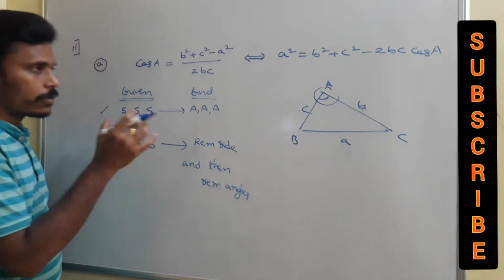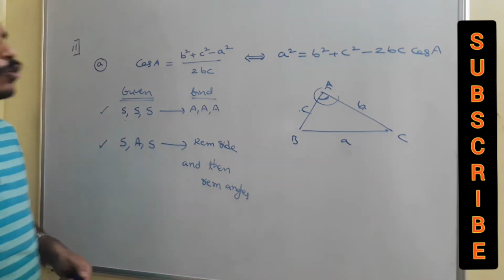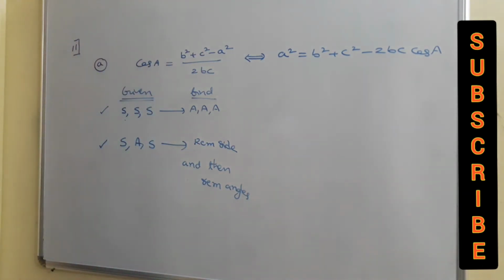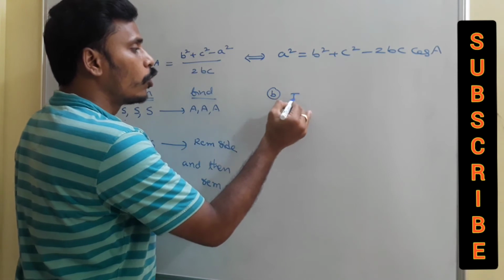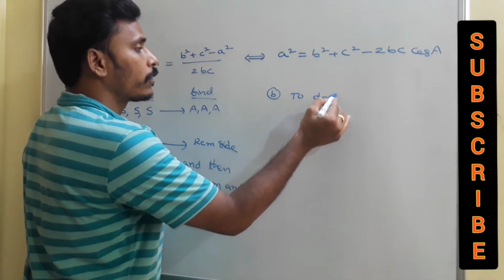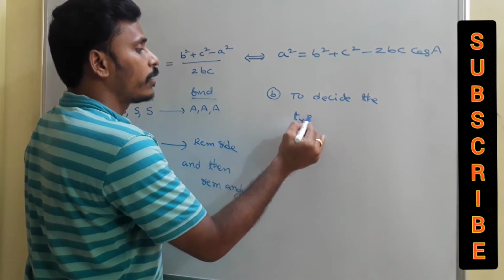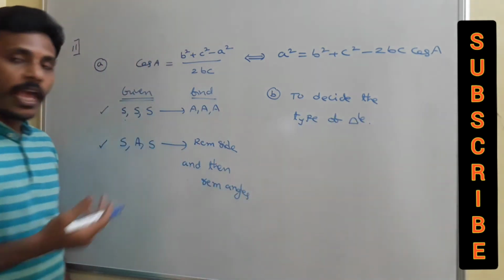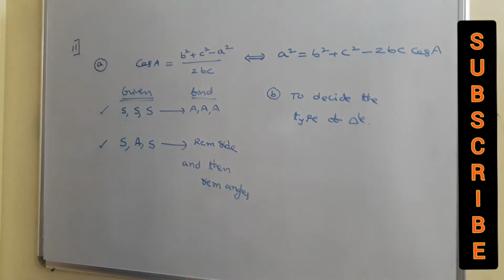And this is where we need to use this cosine rule, means we need to use the cosine rule in such situations, okay? And another thing is, this cosine rule also helps you to decide the type of triangle, whether it is acute, whether it is obtuse, like that, okay, right. Just have a look.